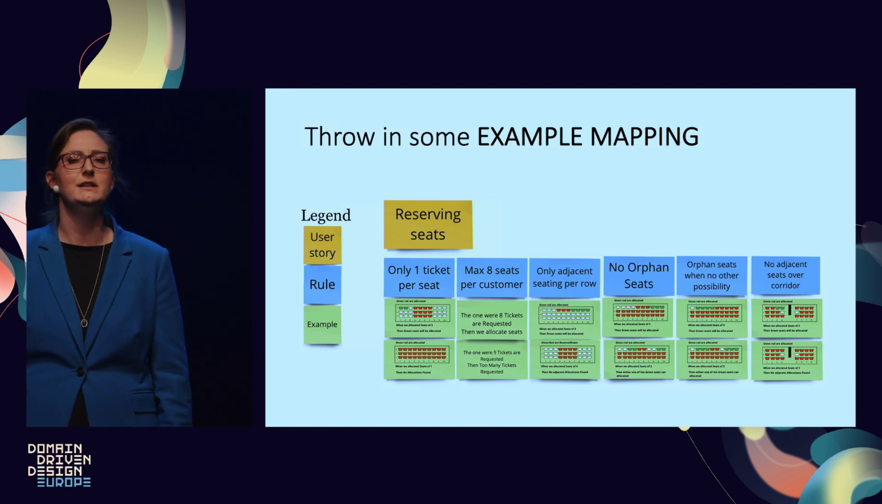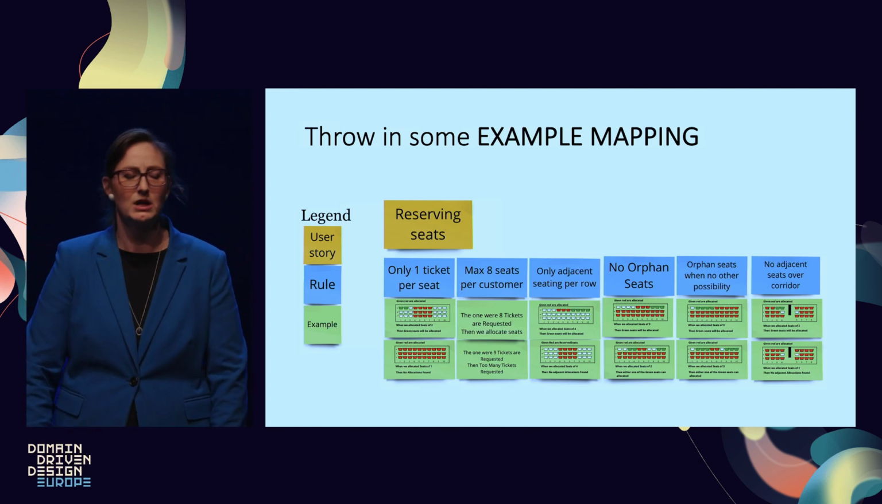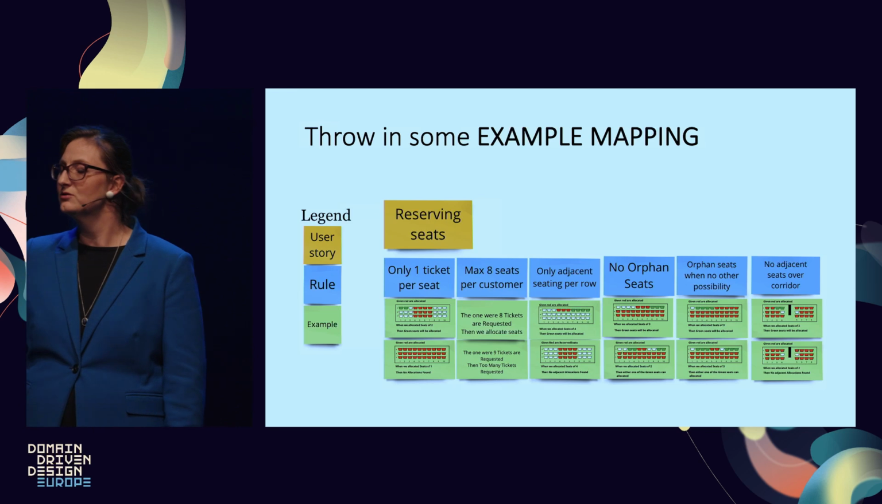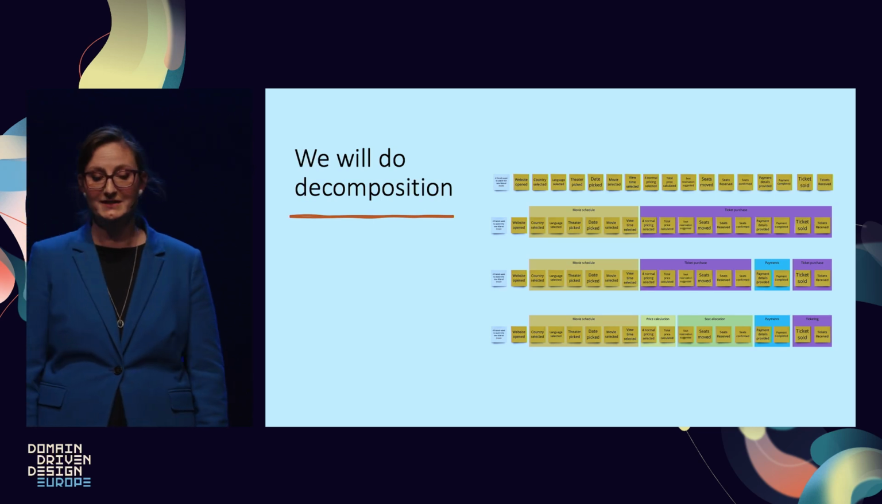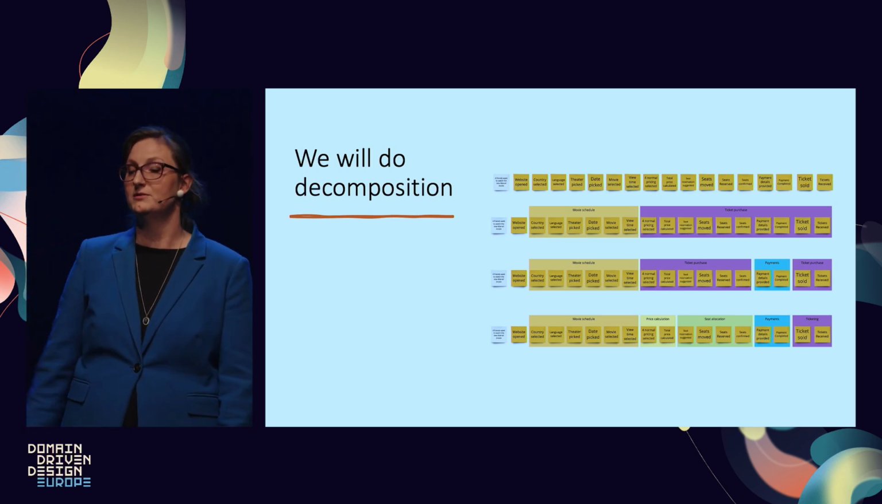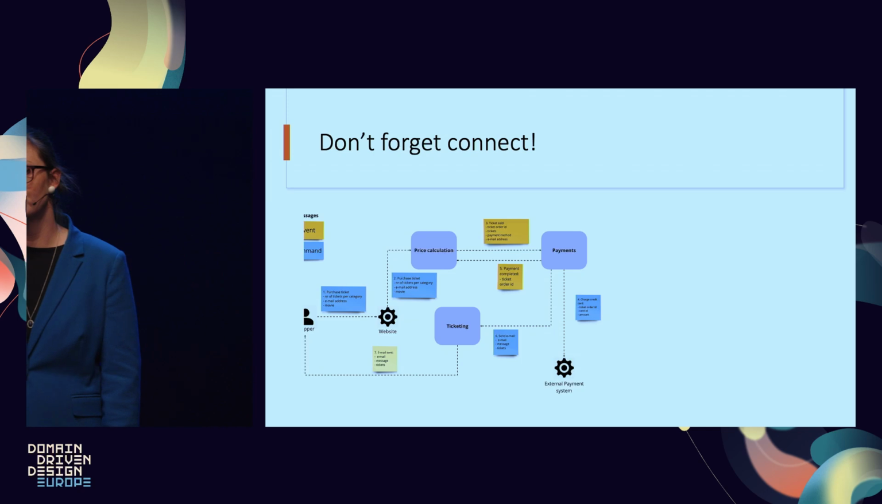And we really don't want to make the same mistakes we did before. So we'll use example mapping to really dig into those business rules, because sometimes they're a bit vague, like we want optimized seating. I don't really know what that means. Hey, we'll just use example mapping to fix that. And then we'll decompose, once we have all that information, into clear boundaries.